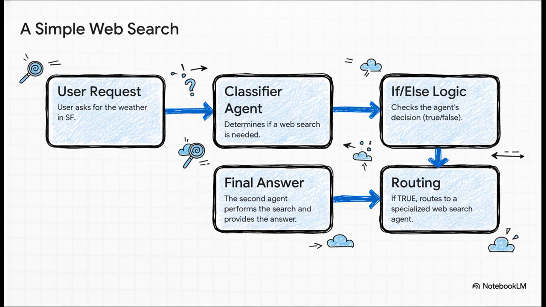This simple example really shows how you can build real logic. A user asks for the weather. The first agent's only job is to classify the request. Does this need the internet? It decides yes and passes that decision on. An if-else node then routes the workflow to a second, totally separate agent that's equipped with the web search tool. That agent does the search and delivers the answer. See? It's like a tiny assembly line of specialized AIs.